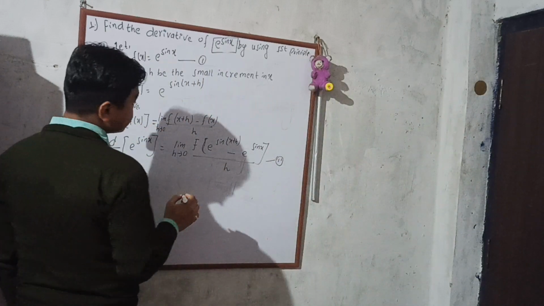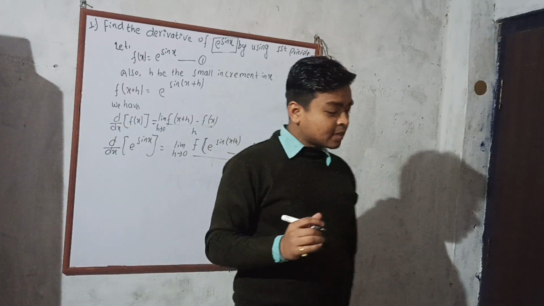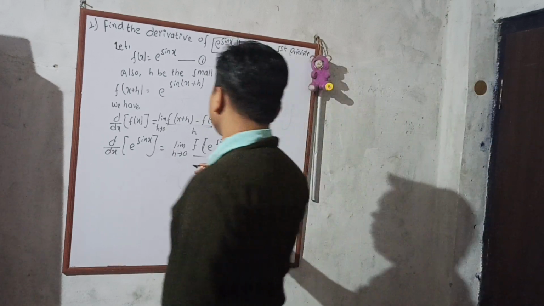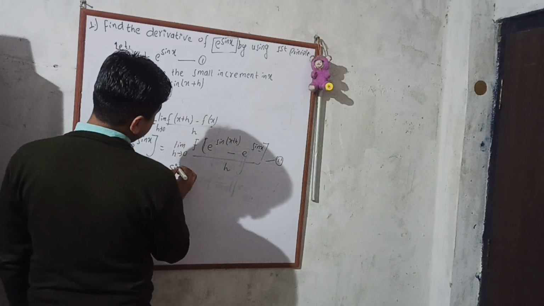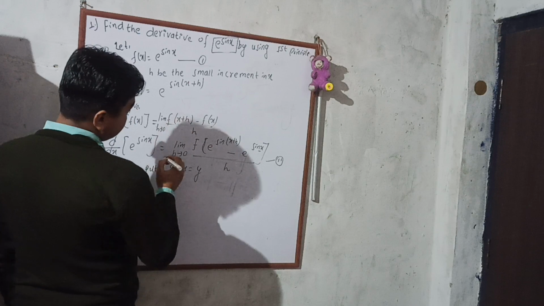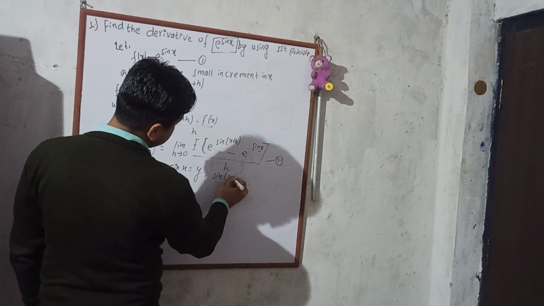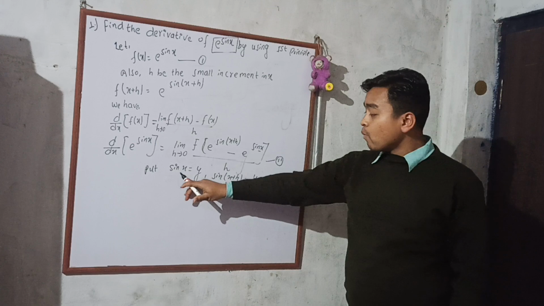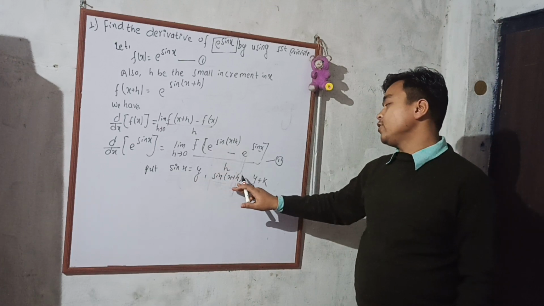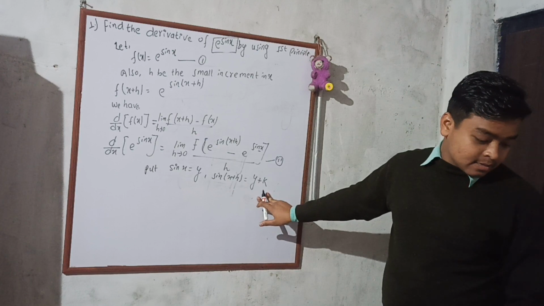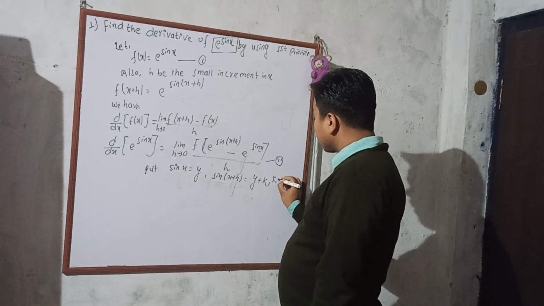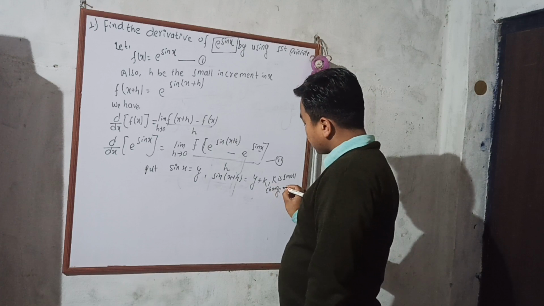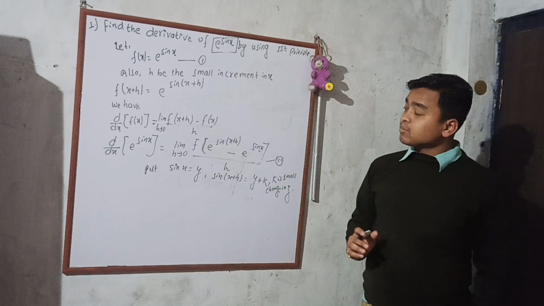Then we have to put sin x equal to y. Then sin(x plus h) is equal to y plus k, where k is a small change in y.